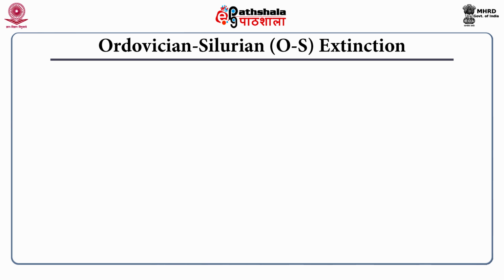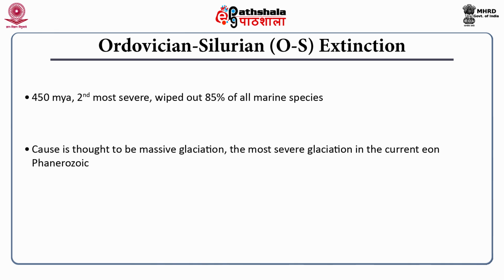The first one is the Ordovician-Silurian extinction event, also called OS, the abbreviation, which happened around 450 million years ago, which is the second most severe extinction event, which wiped out almost 85% of all marine species. The cause is thought to be massive glaciation, the most severe glaciation in the current eon of Phanerozoic, where almost the entire surface of the earth was glaciated during the Ordovician-Silurian extinction event.